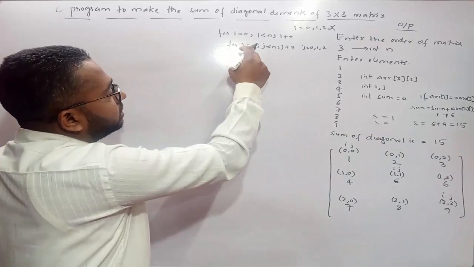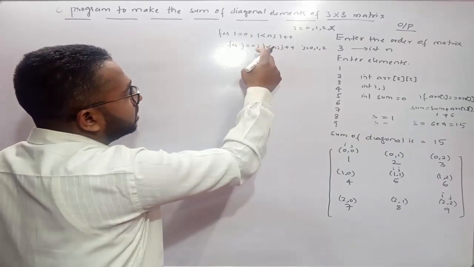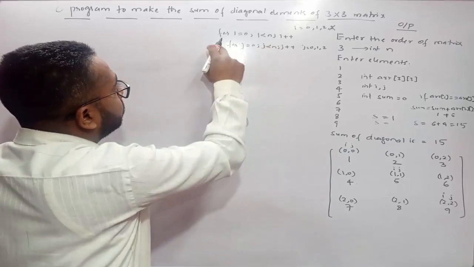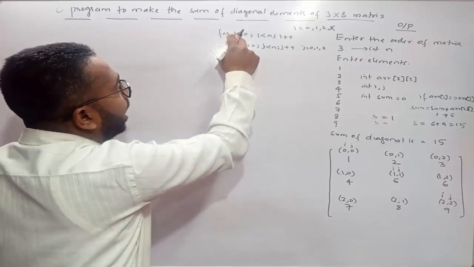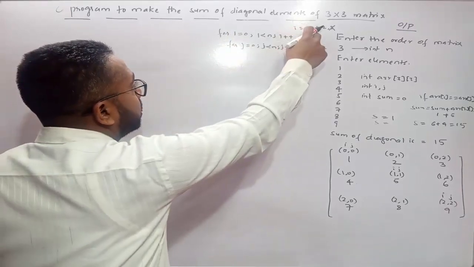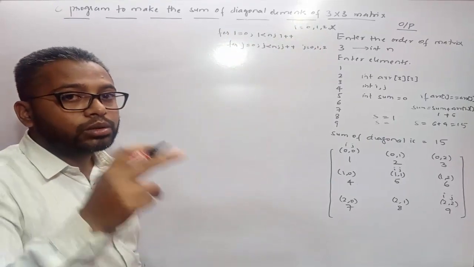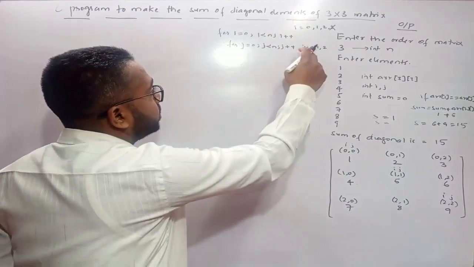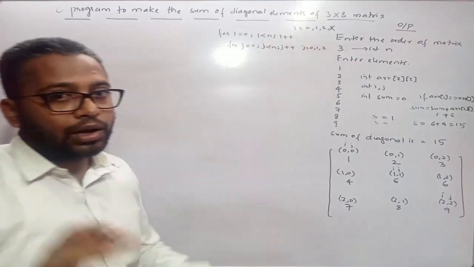And then again j gets incremented by 1, so now j becomes 3. 3 is less than 3? No. Now the condition is not satisfied, that's why control will come out of the j loop, and now the i value gets incremented by 1, so i now becomes 1. So now for i equals 1, again the j loop gets executed 3 times, that is for j equals 0, 1 and 2. I hope you guys have understood.